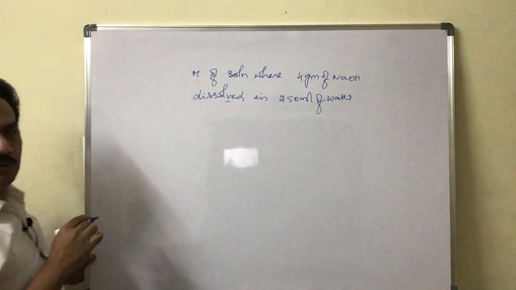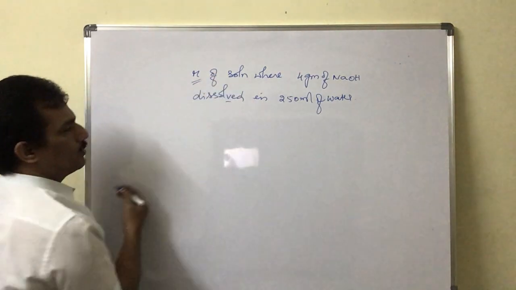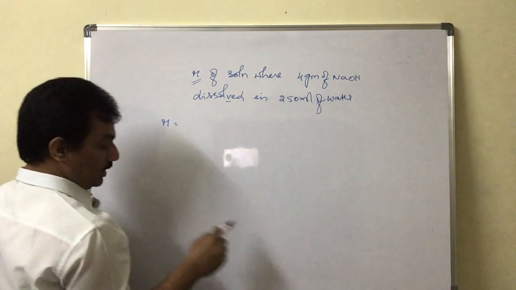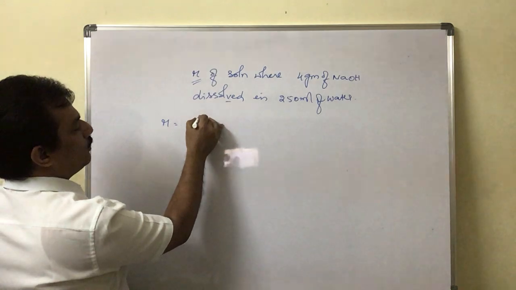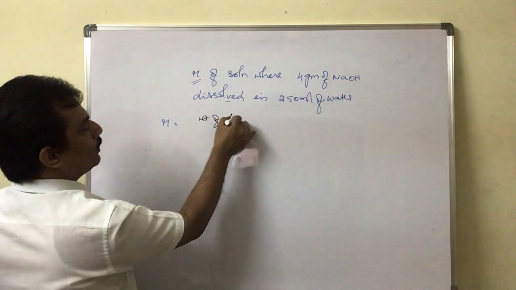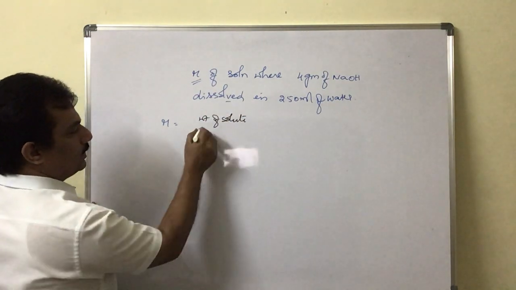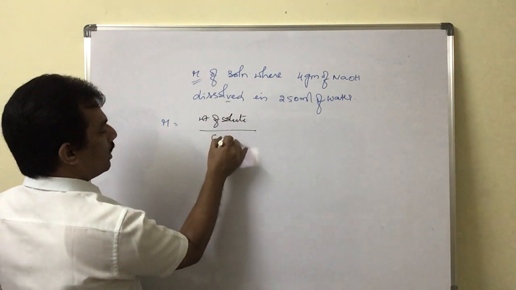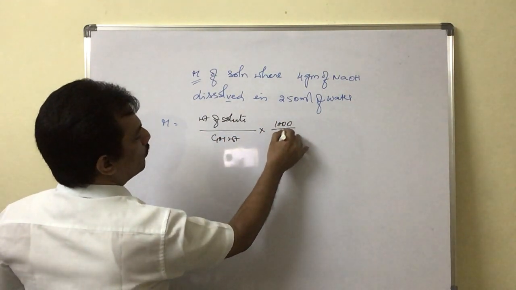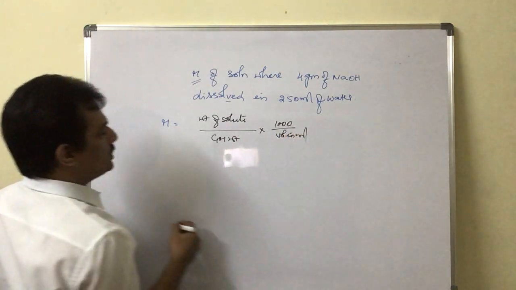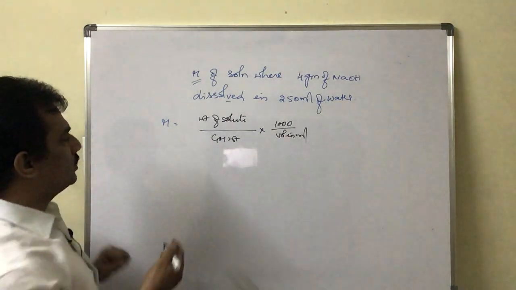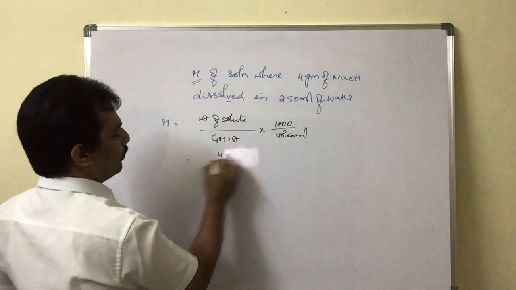This is the question. We have to calculate the molarity, and for that purpose let us consider molarity M is equal to the weight of solute, because weight is given. What is the solute? NaOH. So M is the weight by gram molecular weight into 1000 by volume in ml. This is the formula, because directly they are providing the weight and the volume in ml.